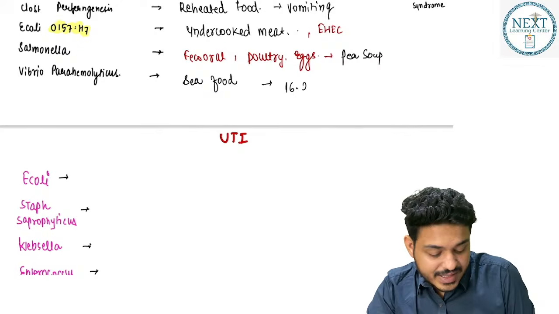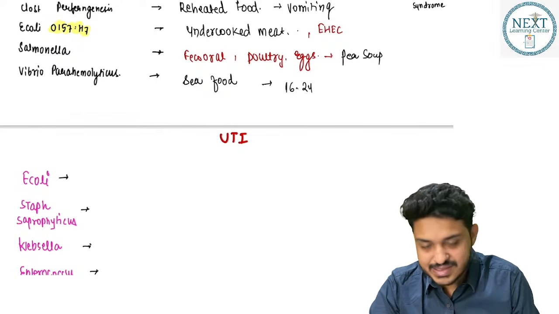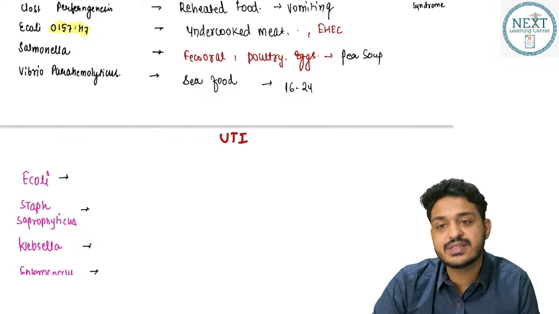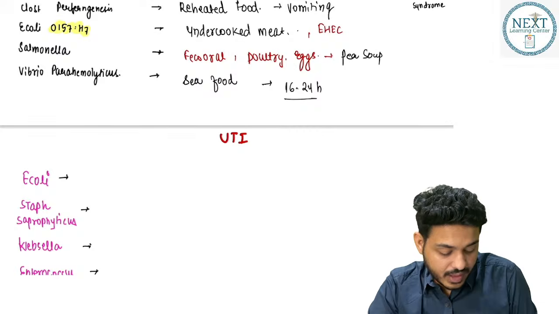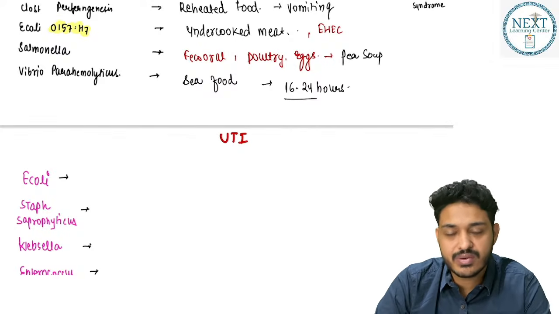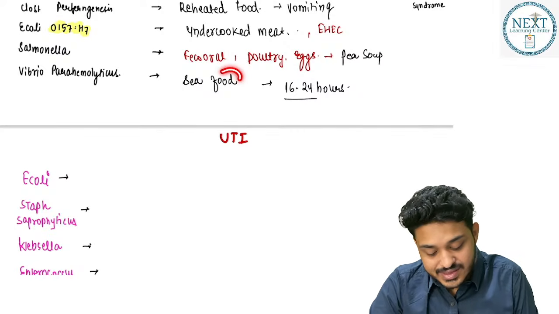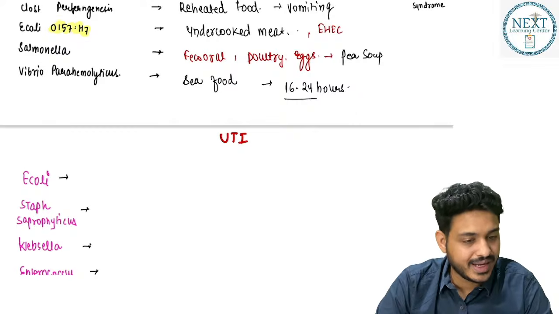Like the person is eating oysters or something, maybe, I don't know, right? The person is eating some seafood, and post eating the seafood, after 16 to 24 hours, this person will start to have what? Symptoms of this particular food poisoning. This is going to be due to what? Vibrio parahemolyticus, right?